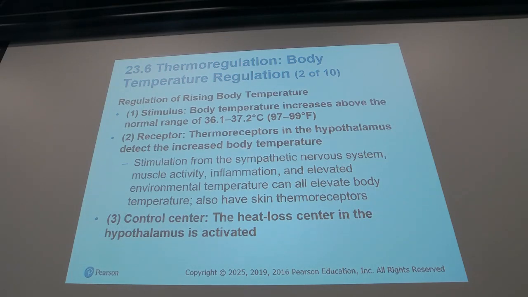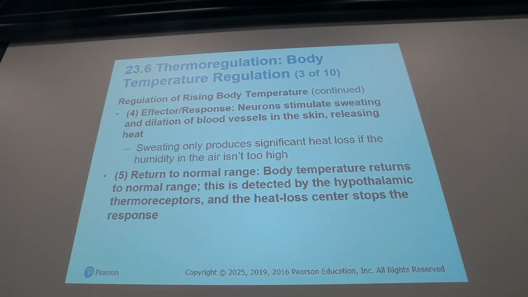Now, how do we regulate this body temperature? Well, we have thermoreceptors in areas of the body like the skin, and these thermoreceptors detect the environmental temperature, and they are connected to nerves that bring this information to the thermoregulatory center that we have in the hypothalamus. And in the hypothalamus, we have this heat loss center that can be activated when we are in an environmental temperature that is higher than our body temperature.